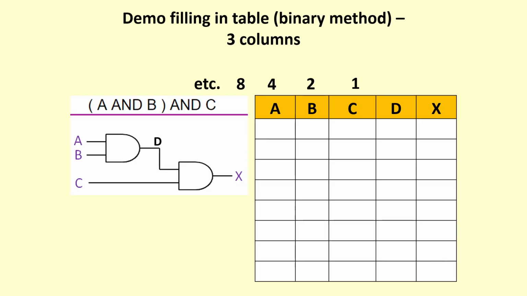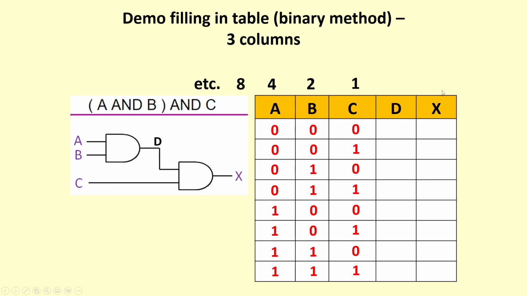How about three inputs? Exactly the same. We count in binary, except we've got 3 columns: 1, 2, 4. So 0, 0, 0, 0, 0, 1, 0, 1, 0, 0, 1, 1. And then we go to the next column: 1, 0, 0, 1, 0, 1, 1, 1, 0, 1, 1, 1. And all we've done there is count in binary: 0, 1, 2, 3, 4, 5, 6, 7, etc. Okay? With our columns going up.